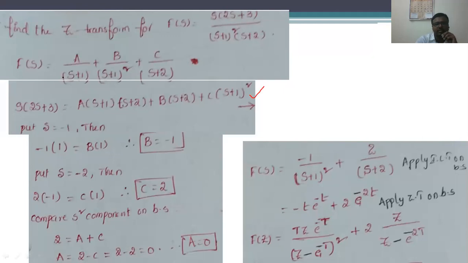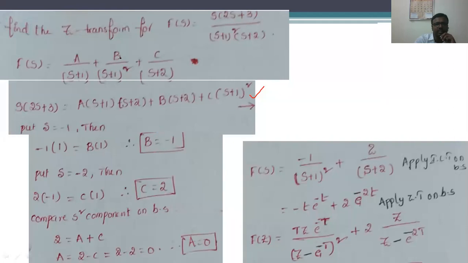After that, just substitute s = -1. We get the value of B as -2. The second root or pole is s = -2. Substituting s = -2, we get the C value. After that, comparing the s² terms on both sides, LHS and RHS, we get the value of A. Then just substitute the values of A, B, C. A is nothing but 0.